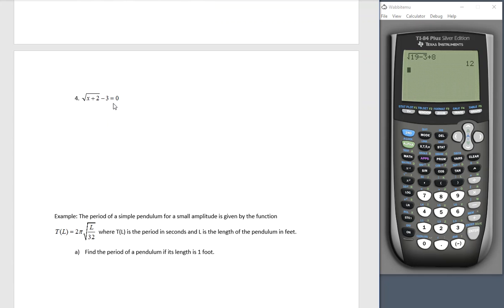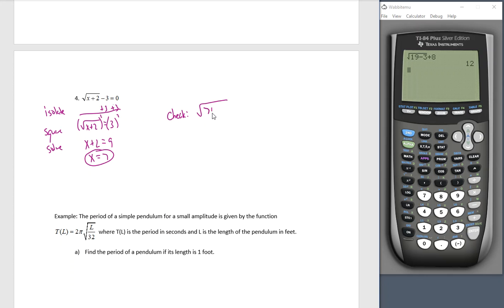Okay, let's isolate the radical. So we're going to add 3. So we'll call this isolate. And after we isolate the radical and draw a line through the important stuff there, now we're going to square both sides. We get x plus 2 equals 9. We can solve that. Let's subtract 2 from both sides. x equals 7. I'm pretty sure this answer is right, but let's check it.